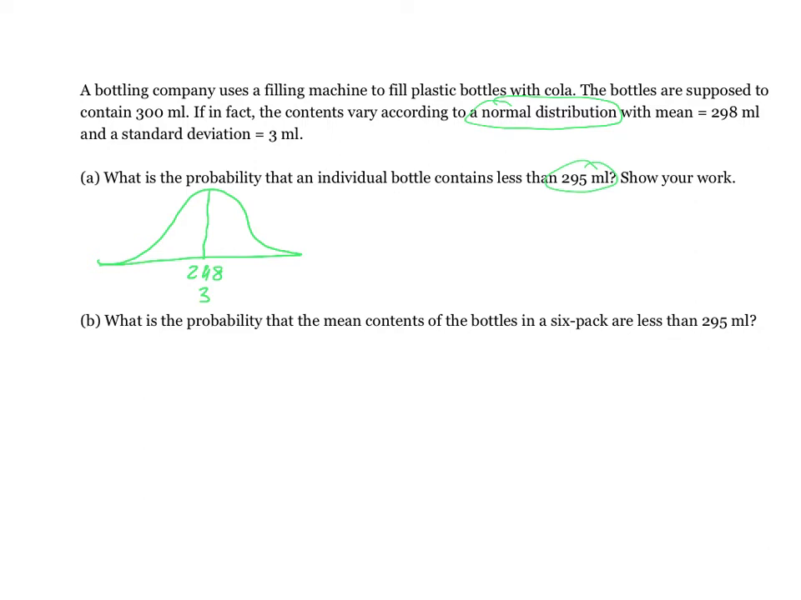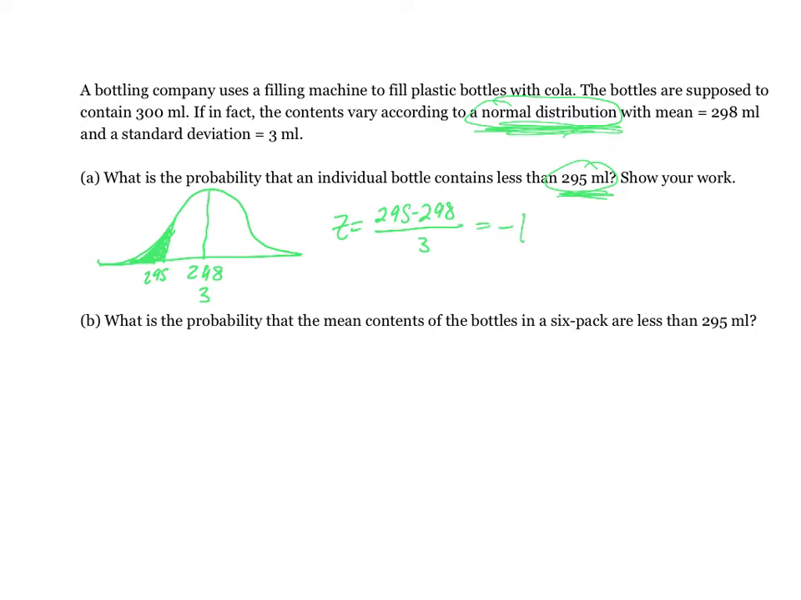My question is, what's the probability that an individual bottle contains less than 295? So 295 would be over here, and I'd try to find that probability. Now, since we know the population is normally distributed, I just use a z-score. So my z would be 295 minus 298 over 3. So my z-score is -1.